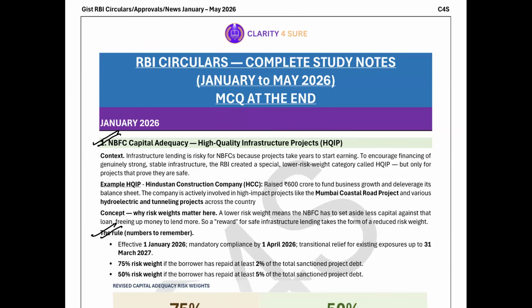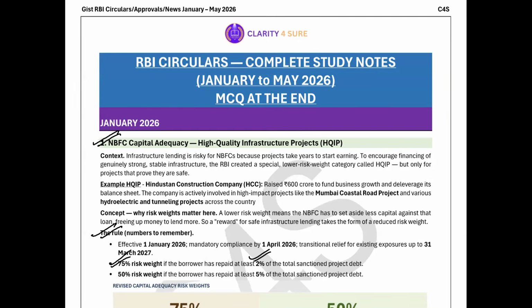यहाँ पर अब rule देख लो. The rule is, it is important for your prelims paper. Repayment level 2% debt that has been repaid. Risk weight कितना रखना है? 75%. समझ में आ रहा है? Everyone should note it down. This is the data that can be asked in your prelims. Is it clear? Are you getting my point?